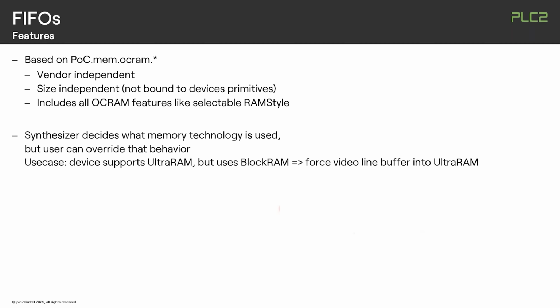So what might be a use case? Let's assume you have an UltraScale Plus device with lots of UltraRAM available. Usually synthesis will decide for BlockRAM and use all your BlockRAM, and you have a big video line buffer. Then you use the RAM style to override it and force the video line buffer to use UltraRAMs. So you use these big RAMs together as a chain and combination for your video line buffer.